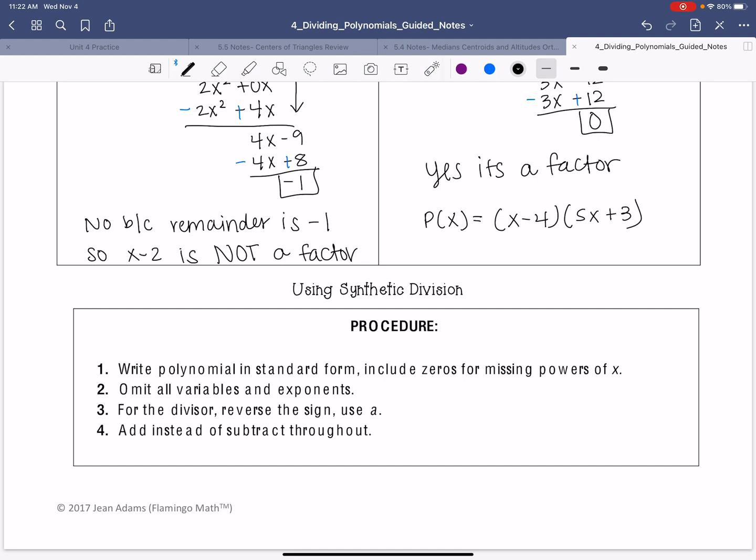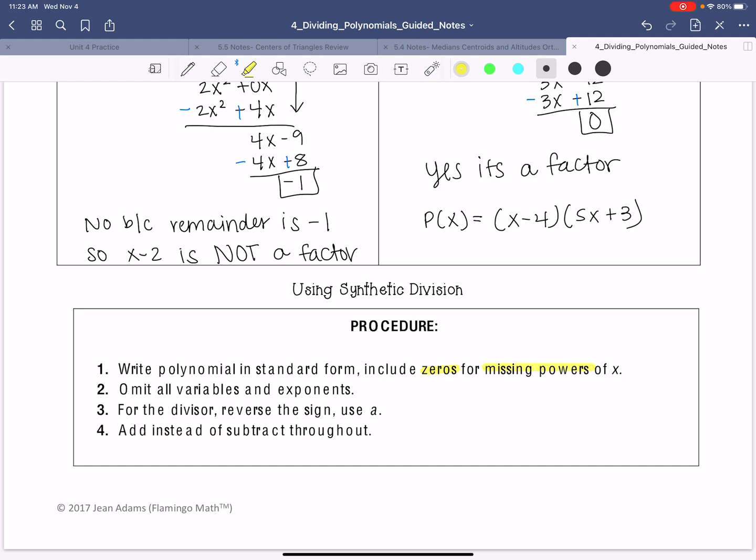zeros for missing powers of x. Super important. We need to include zeros for missing powers. So those placeholders again. Okay, then we're going to omit all variables and exponents. So that means we're just going to put the coefficients on each term. So we're going to get rid of the x's, or the y's, or whatever the variable is, and then we're going to get rid of all the exponents as well.